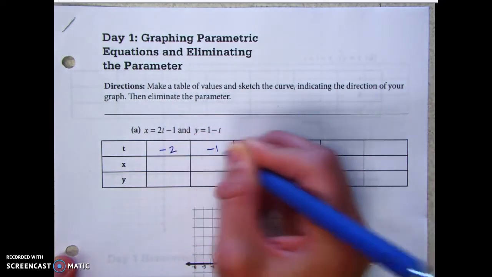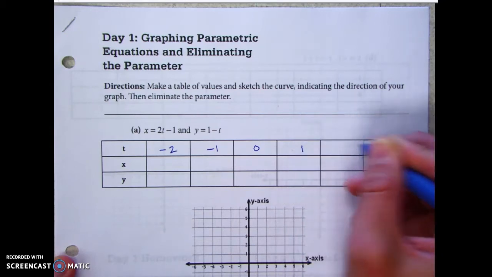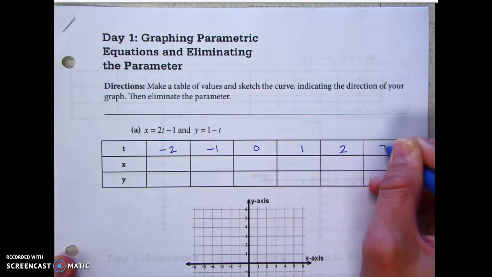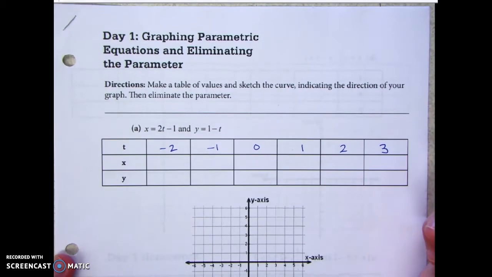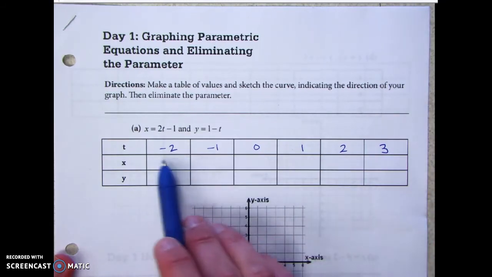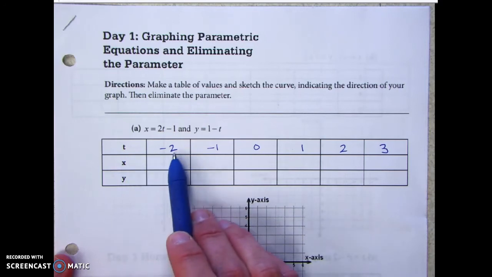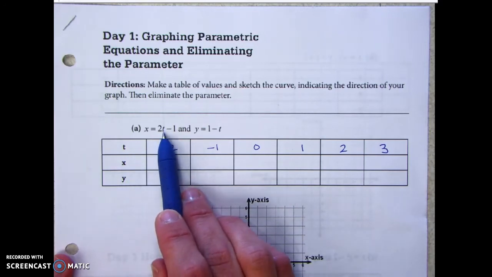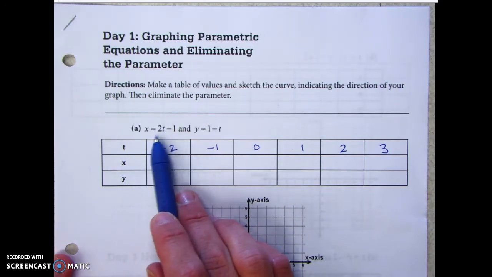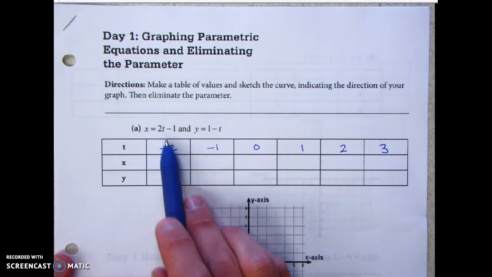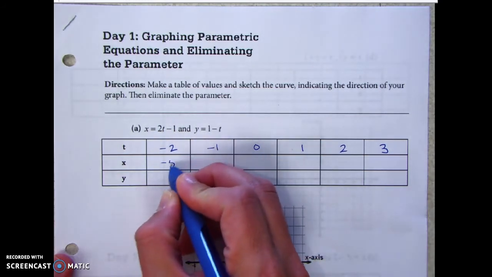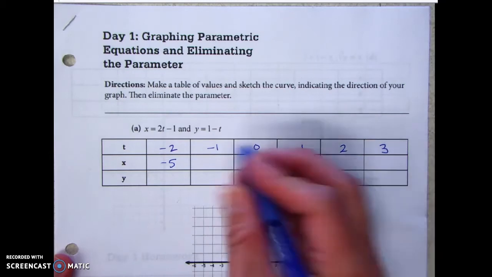So we have these t values that I thought were going to be given to us, but they're not. So you ready? We're going to plug in t. T kind of stands for time. So if we plug -2 into t for the x equation, what do we get? We get -4 minus 1 is -5. So let's do our x line.